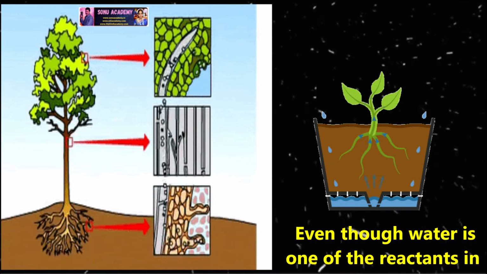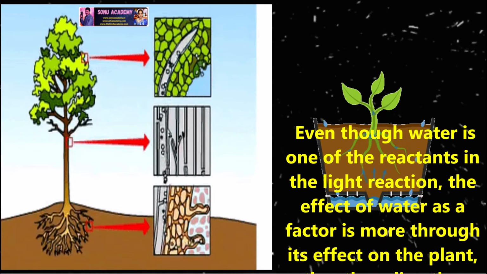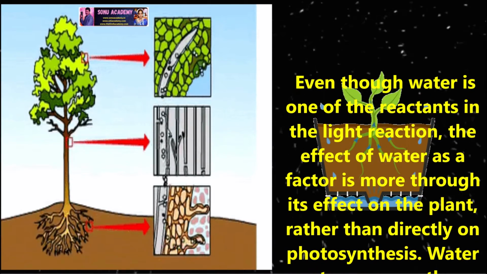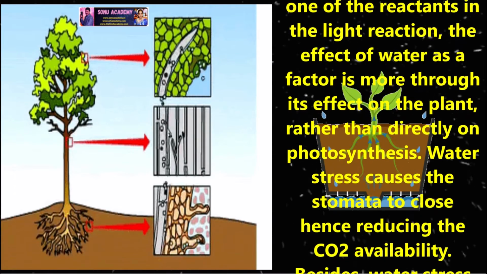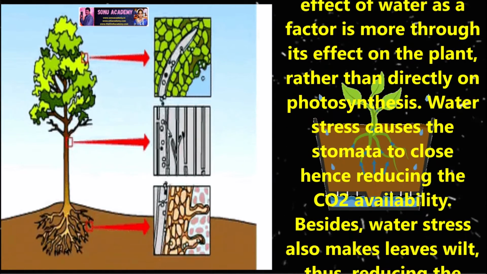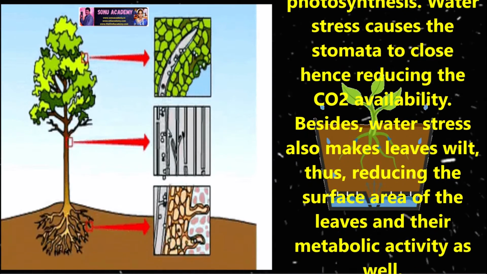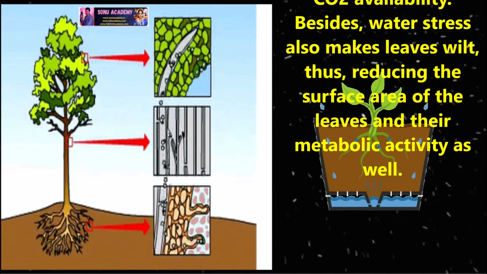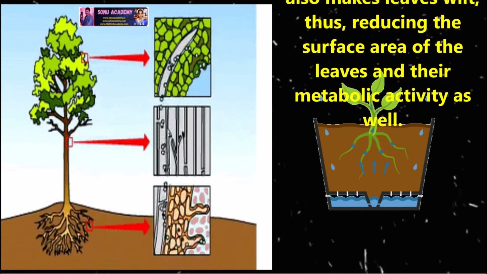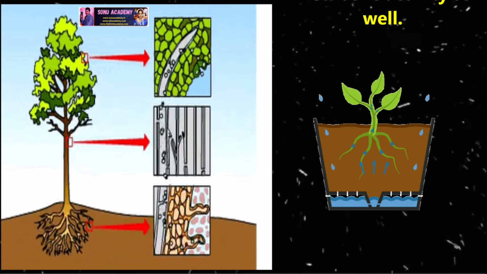Children, now let us discuss water. Even though water is one of the reactants in the light reaction, the effect of water as a factor is more through its effect on the plant rather than directly on photosynthesis. Water stress causes the stomata to close, hence reducing the CO2 availability. Besides, water stress also makes leaves wilt, thus reducing the surface area of the leaves and their metabolic activity as well.